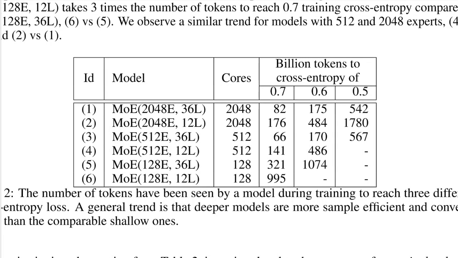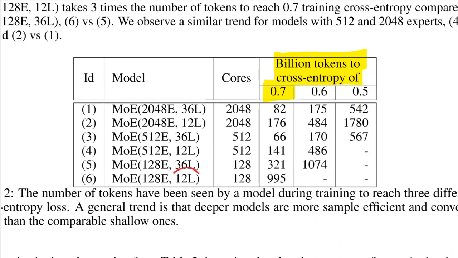And here is a bit of a different investigation where they care more about training efficiency. So they ask themselves, how many billion tokens of input do we need to reach a given cross entropy? Here, the more tokens you need, the lower your efficiency is, right? You can see that the general trend is the following. If you up the number of layers, you get more efficient. Just look at this 0.7 column for now. You can see it already pretty clearly.